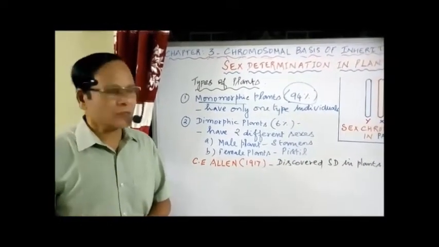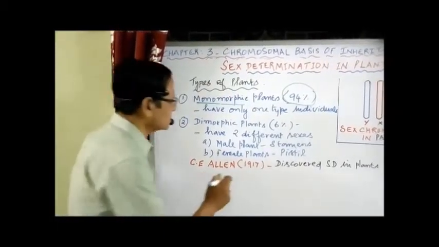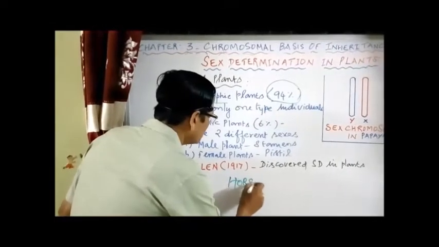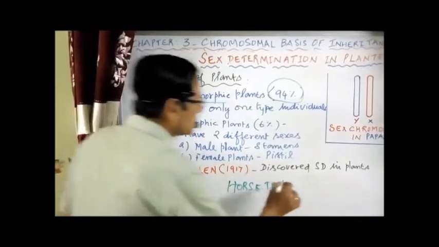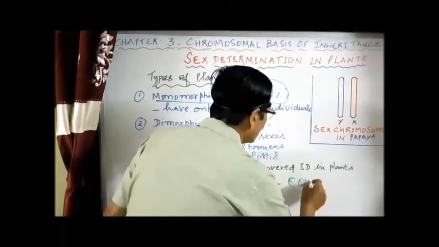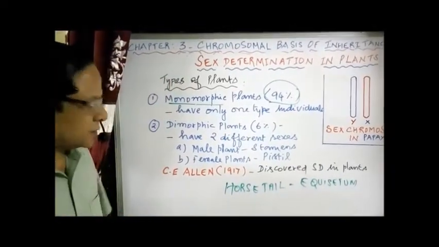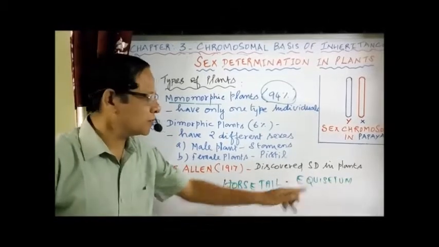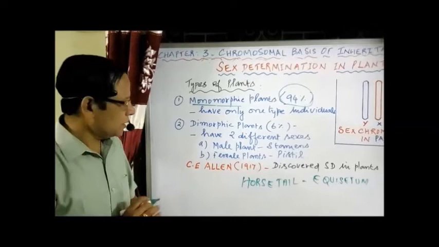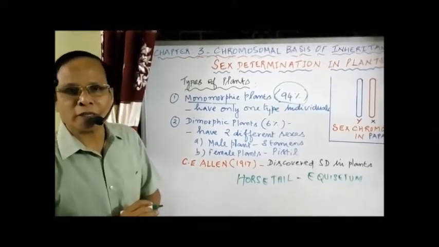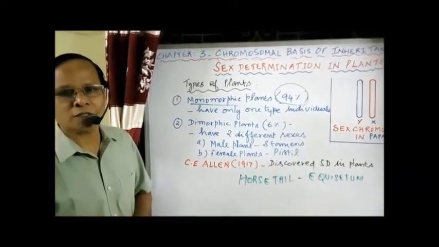Have you come across sex determination by environment in one plant by name horsetail? Horsetail is a pteridophyte, commonly called horsetail. This is a nickname. Here the sex is normally controlled by the environment. So, in the case of horsetail, environmentally controlled sex determination is seen.